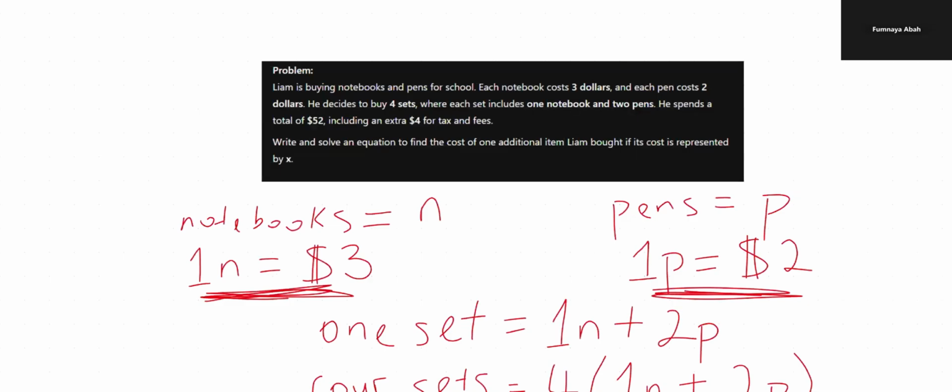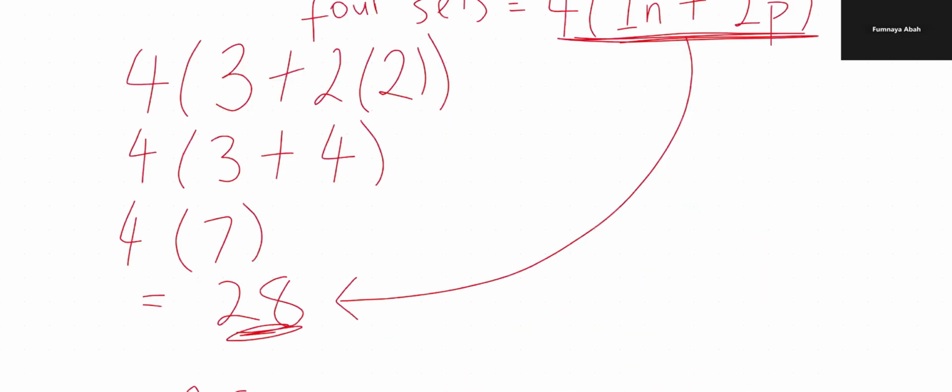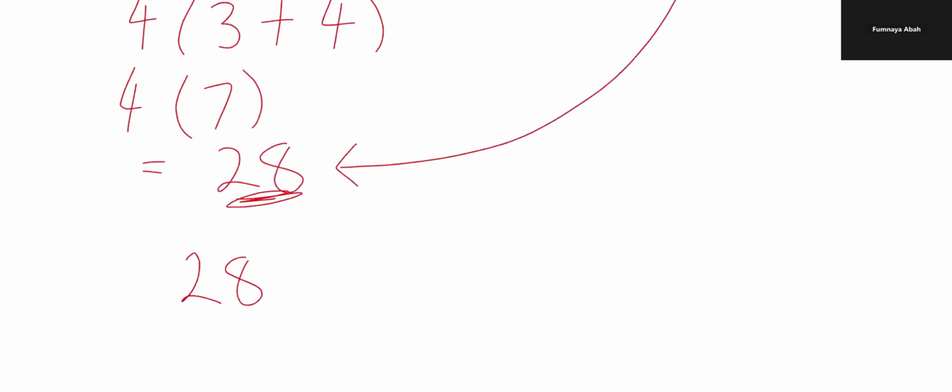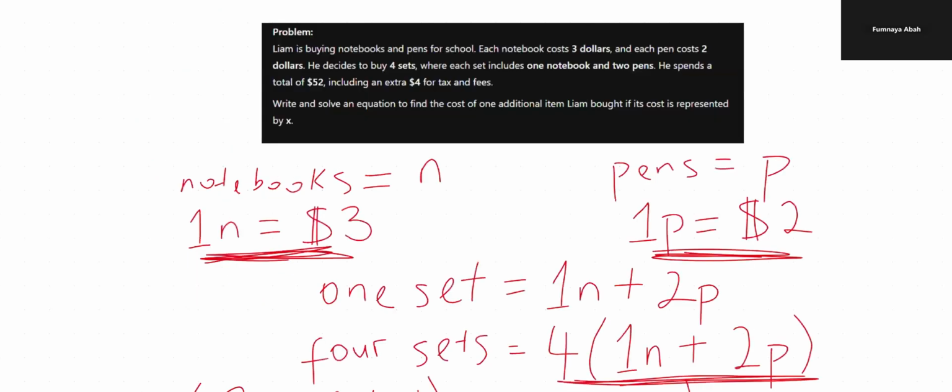So he spent $28 on the 4 sets. He had to pay an extra $4 for tax. So that's 28 plus 4. And then now we know he bought another item. Let's scroll back up. Find the cost of an additional item Liam bought if its cost is represented by X. So Liam bought another mystery item that we don't know how much it costs.